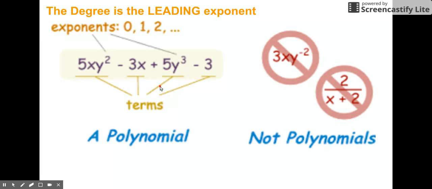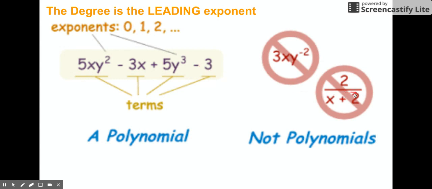We also like to talk about polynomials in terms of how many terms there are. Another word for terms that might be easier for you to understand is pieces. This polynomial has 4 pieces, 1, and then 2, and then 3, and then 4. So we call this a polynomial. What separates your pieces is the minus signs and the plus signs. That's what separates them.